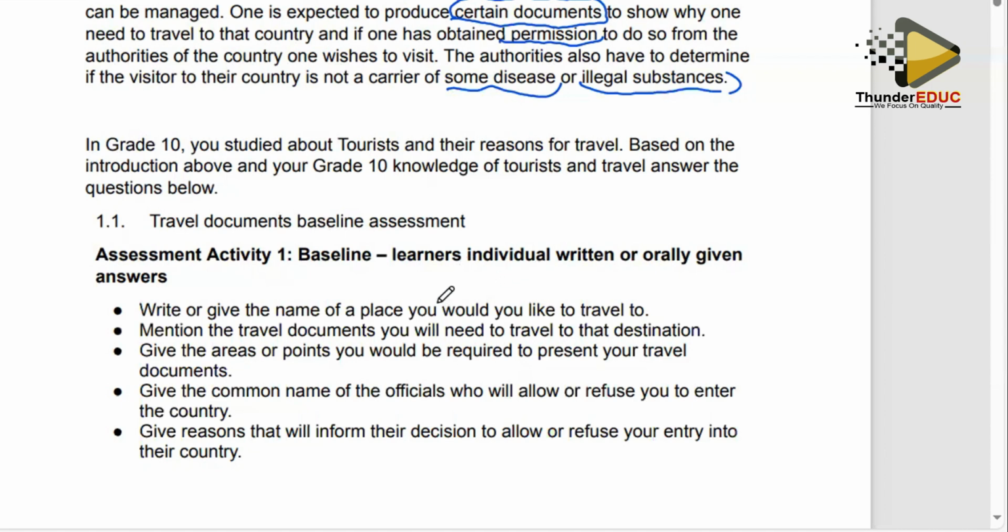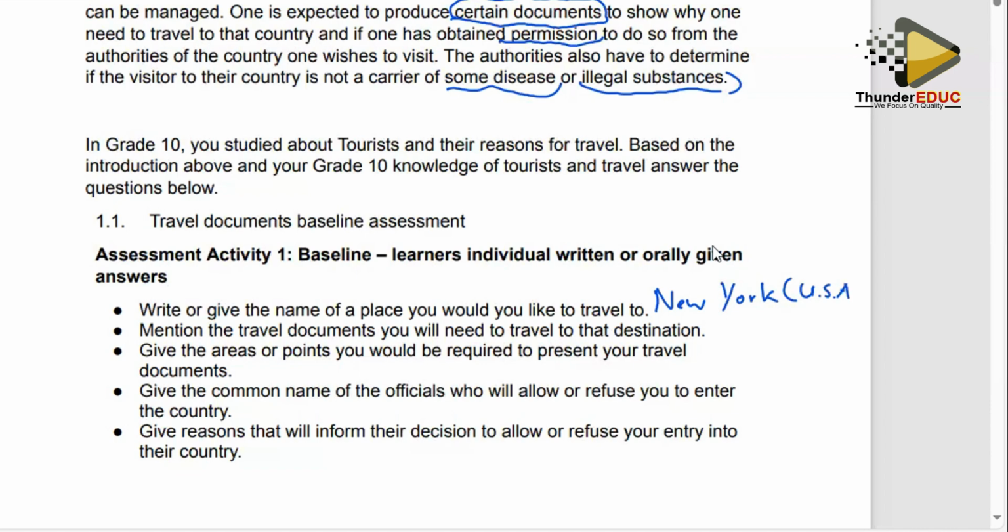So the first thing is write or give the name of a place you would like to travel to. So here, you just write randomly any place which you would want to visit. So for these purposes, I can give you just as an example, you can say New York. You would want to travel to New York. So you choose any city of your choice. So in order to travel to New York, we need to mention the travel documents that you would need to travel to that destination. So in order for you to go to New York, let's bear in mind that New York is located in the United States of America. It is not located in South Africa.